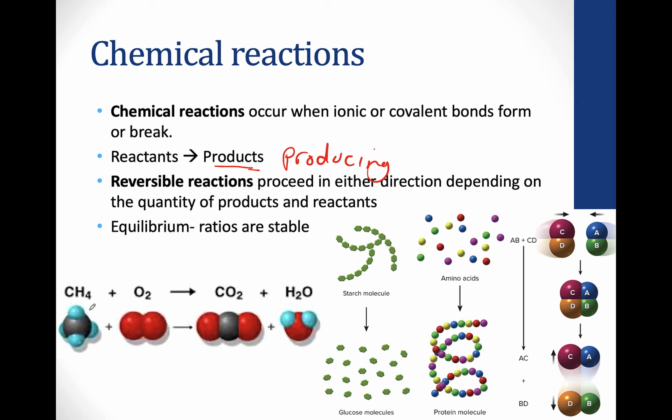So here's a chemical reaction down here. We've got methane and oxygen. These are the reactants because these are going to react with each other, and they are going to produce carbon dioxide and water. So these are my products.